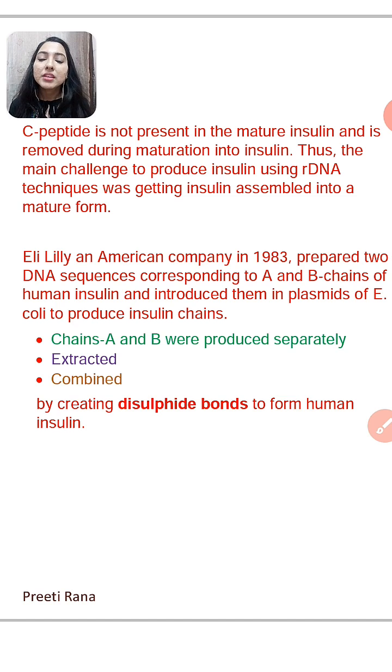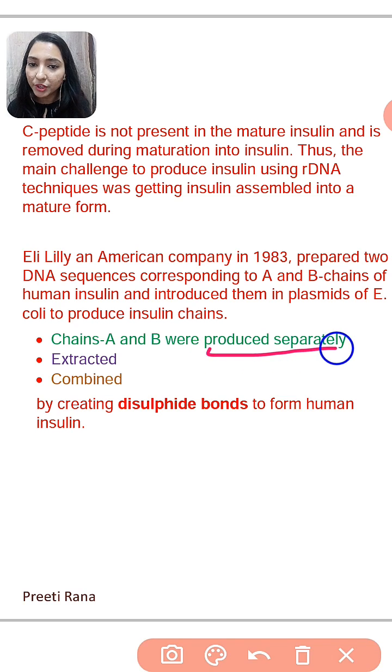So in the earlier time, the challenge was to produce insulin using recombinant DNA technology in the mature form. American company Eli Lilly in 1983 prepared two DNA sequences which were complementary to chain A and chain B of human insulin, and introduced them in plasmids of E. coli to produce insulin chains. For this, chain A and chain B were produced separately. They were extracted, then combined together by disulfide bonds to form mature human insulin.